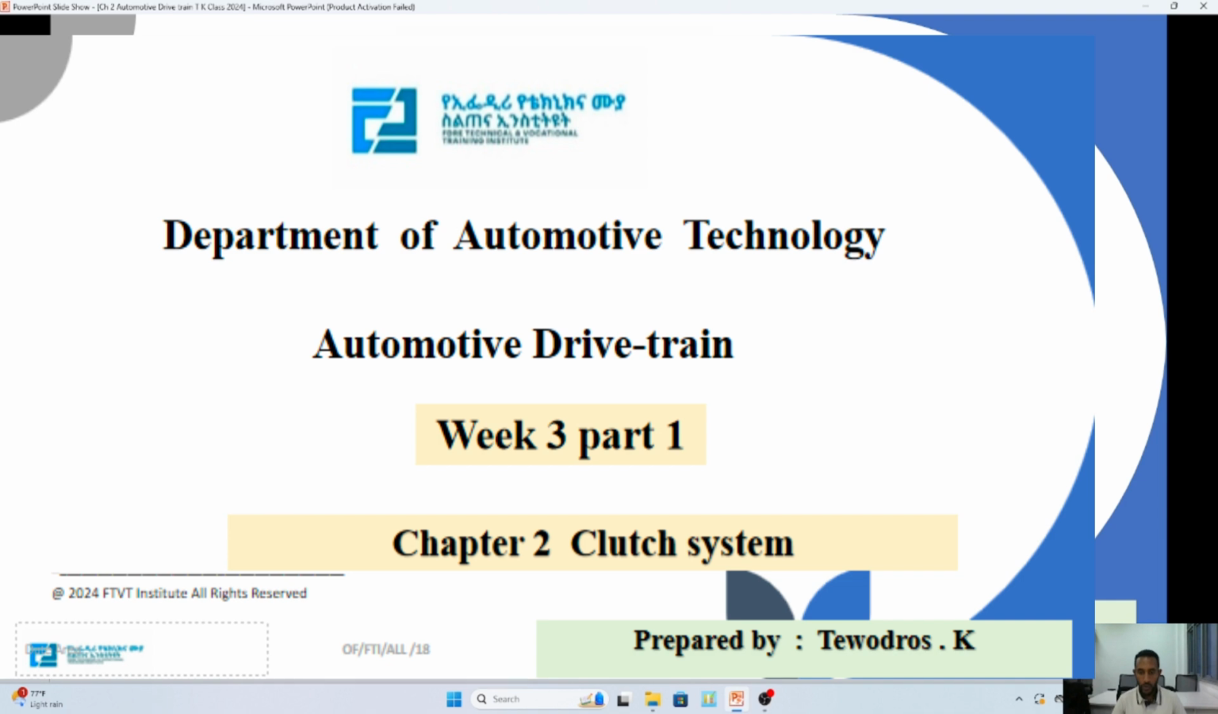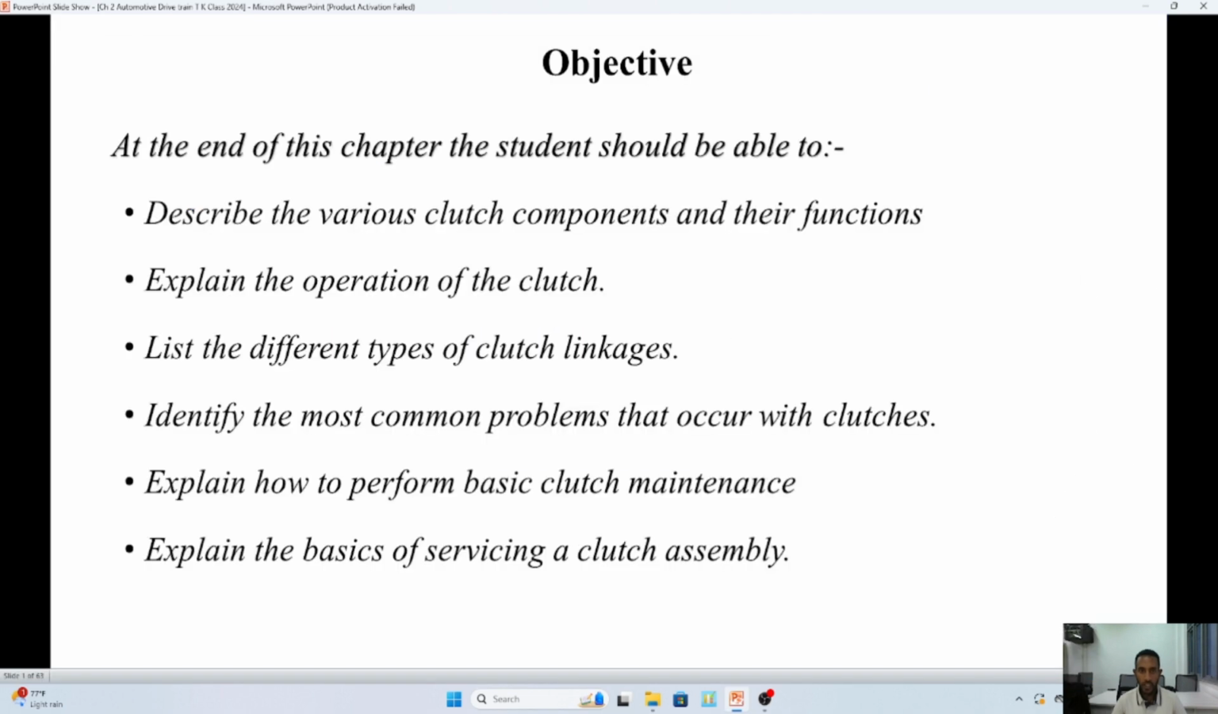In this video, I will try to cover different parts about clutch system. Before we proceed to the contents, I want to show you the objectives. At the end of this chapter, the student should be able to describe the various clutch components and their function. You must explain the operation of the clutch, list the different types of clutch linkage, identify the most common problem that occurs within the clutch system, explain how to perform basic clutch maintenance, and at the end, you must demonstrate the basics of servicing the clutch system.